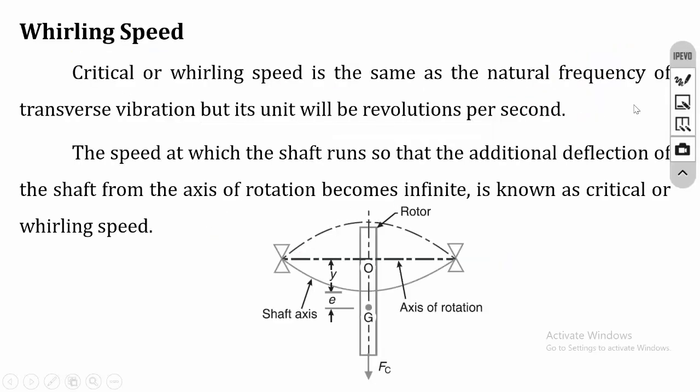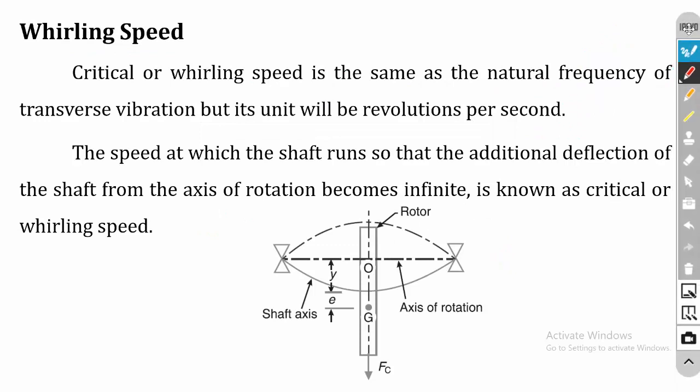Now we'll move into the whirling speed of shaft. Whirling speed of shaft means the natural frequency at which the transverse vibration occurs. When the externally applied frequency of the system matches with the transverse vibration of the system, then the system will vibrate with high amplitude. The corresponding speed at which the resonance occurs is called critical speed or whirling speed. At whirling speed the deflection will be very high.